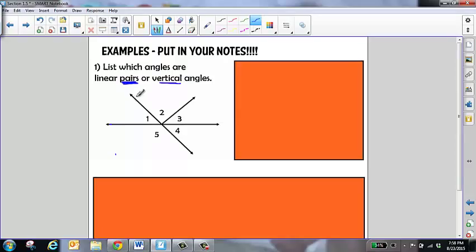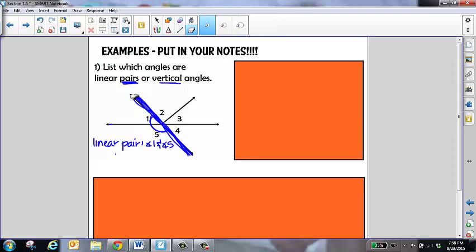If we look though here at this line, angle 1 and angle 5 together actually form this blue line here. So that means that angle 1 and angle 5 are going to be a linear pair. Okay? So linear pair, we've got angle 1 and angle 5. Okay. So let's erase that.